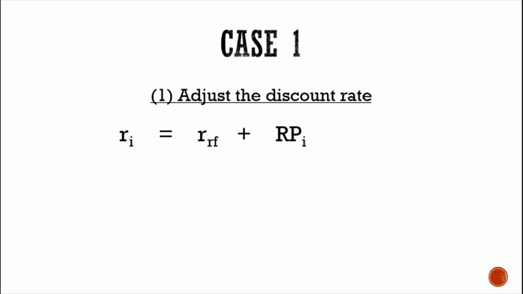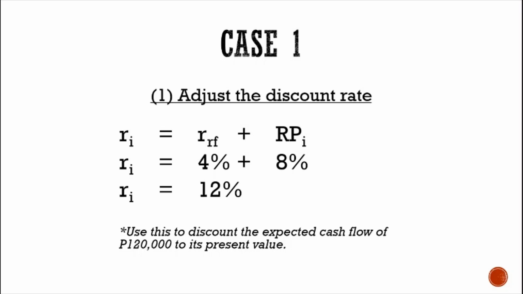In arriving at the discount rate, we are going to add the risk premium to the risk-free rate. For Ri, the required rate of return on the investment, we add an 8% risk premium to the 4% risk-free rate. So the required rate of return for this investment is 12%. We use this rate to discount the expected cash flow of 120,000 pesos to its present value. Again, the use of a higher rate compared to the risk-free rate will have the effect of decreasing the value of an asset.